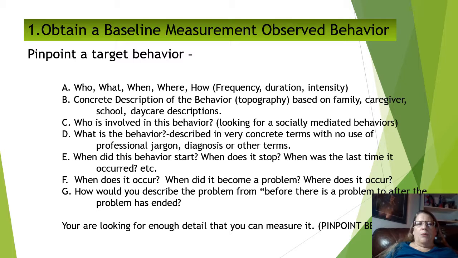So this is your who, what, when, where, and how: your frequency, the duration, the intensity of the behavior, the concrete description of the behavior, that's the topography, based on what the family and caregivers describe. Be sure that you identify who says what. So if mom says that the behavior is that the child is, quote, disrespectful to her father, and then the father says that the problem is that there is a lot of yelling and screaming that goes on as a result of putting on clothing in the morning.